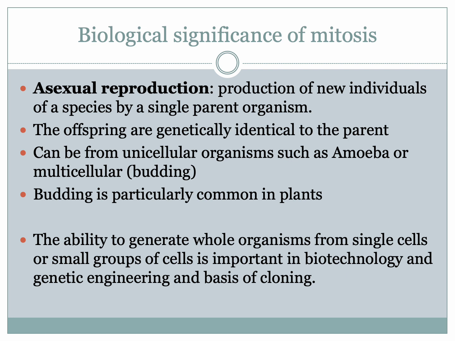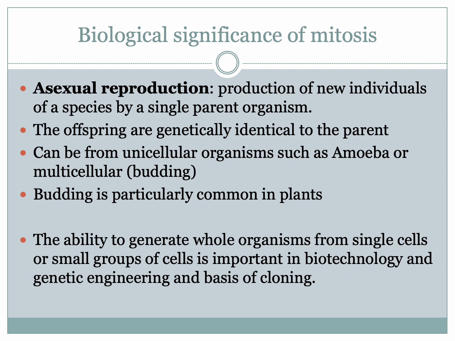Asexual reproduction is the production of new individuals of a species by a single parent organism. The offspring are genetically identical to the parent. This can be from a unicellular organism such as an amoeba or multicellular, as in budding of a plant. Budding of a plant is when you take a part of the plant, it forms like a little nub, and it comes off, and then you can put it into the soil and it grows into a whole new plant.